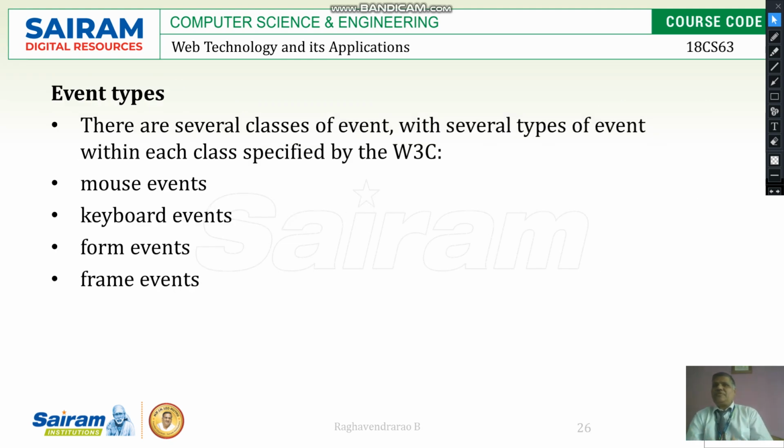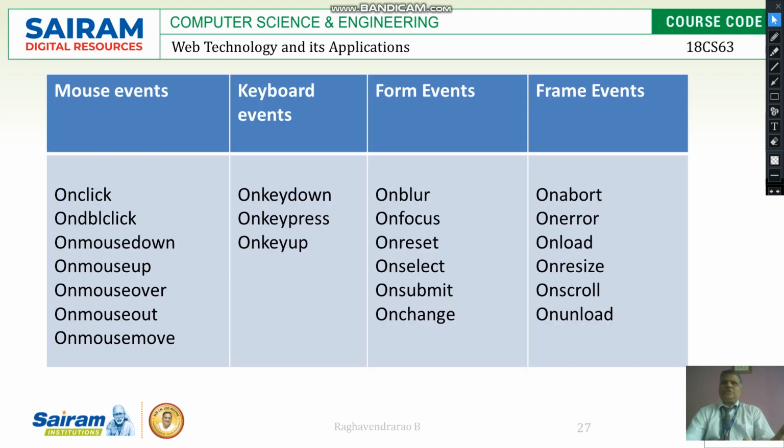So there are different types of events. Event types are there. Okay, W3C has specified very clearly. There are 4 types of events: mouse events, keyboard events, form events, and frame events. Okay, so let's see what those are. These are the mouse events. There are so many: on click, on double click, on mouse down, on mouse up, on mouse over, on mouse out, on mouse move. There are so many things. All these things you can operate on.